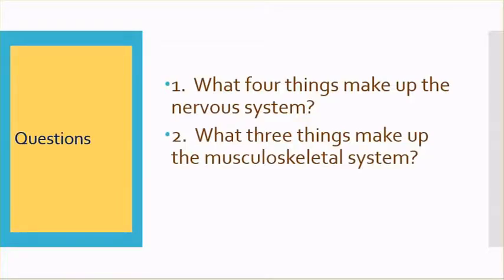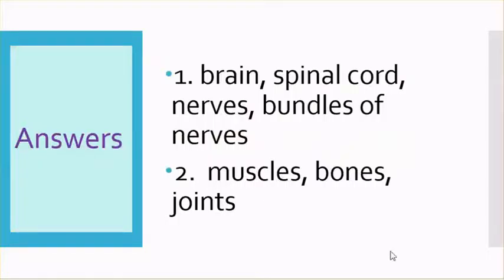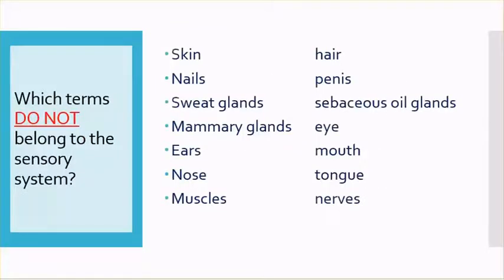Number 1, what 4 things make up the nervous system? Number 2, what 3 things make up the musculoskeletal system? Number 1, brain, spinal cord, nerves, bundles of nerves. Number 2, muscles, bones, joints. Which terms do not belong to the sensory system?